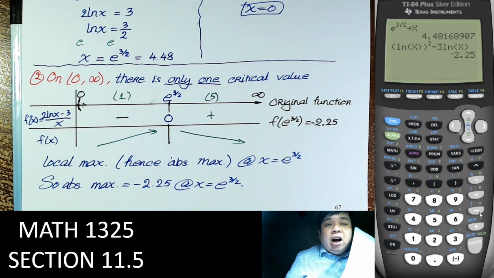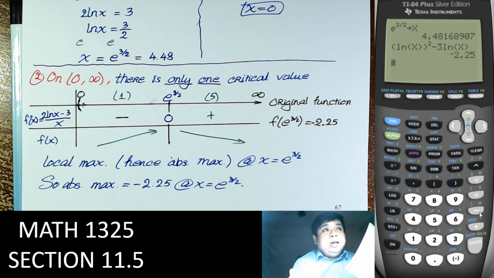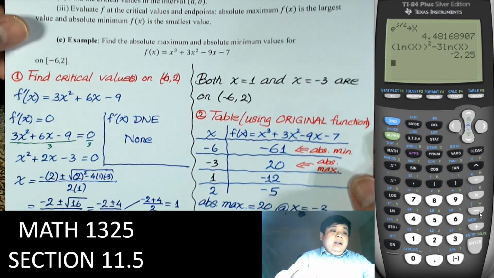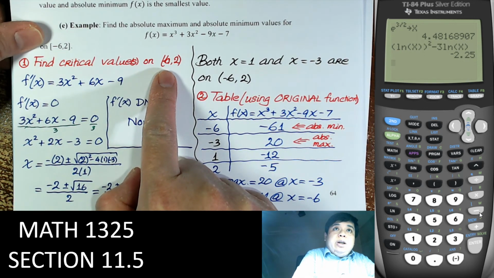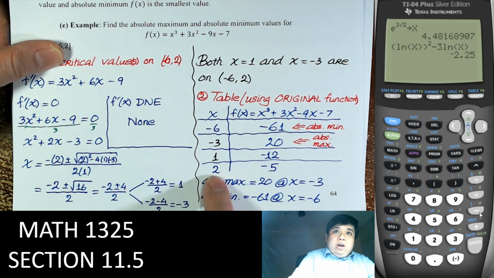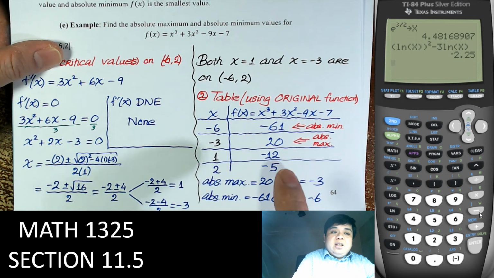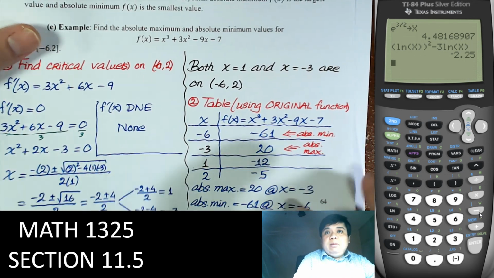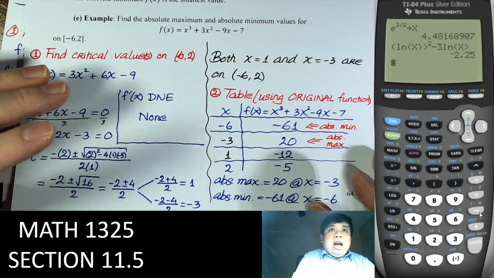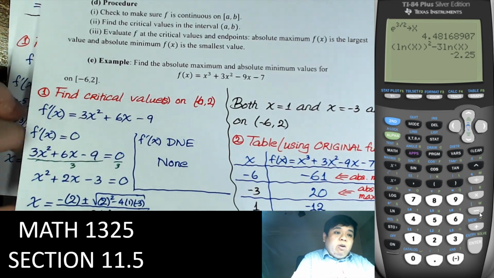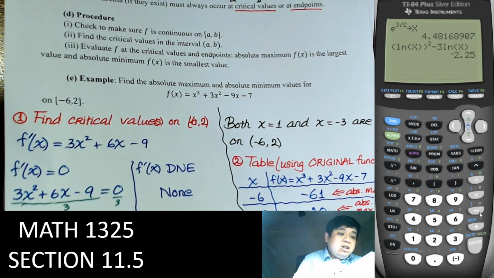In this section we find the absolute maximum and absolute minimum. First we will find the critical points, critical values inside the interval, and we just put them in the table and test them. The biggest one is the max, the smallest one is the min. That's straightforward, just that. We will look at the application for the absolute max, absolute min in the next section.